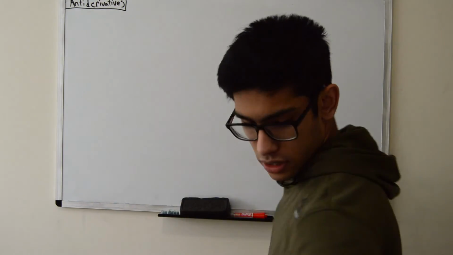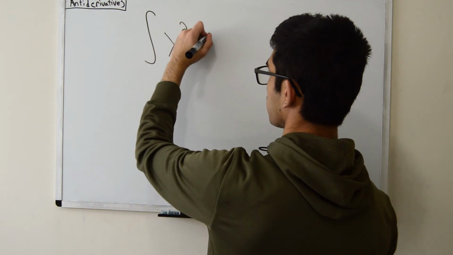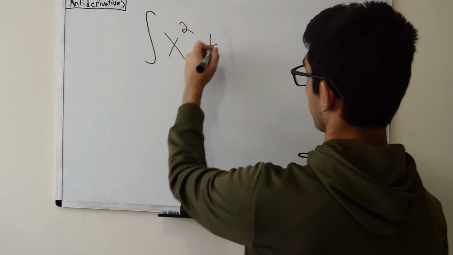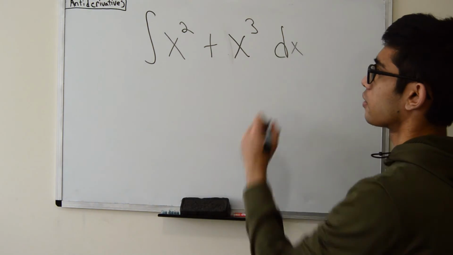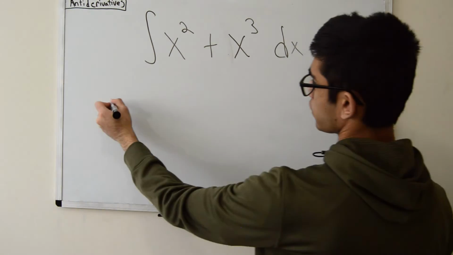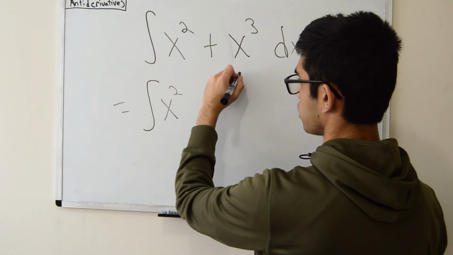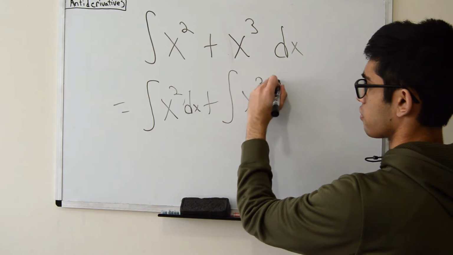Let's see if I have an example handy with me. Yes, I do. Let's say I had the integral of x squared plus x to the power of 3. How would I integrate that? Well, if you remember our property, I can integrate x squared dx, and then I would integrate x to the power of 3 dx.